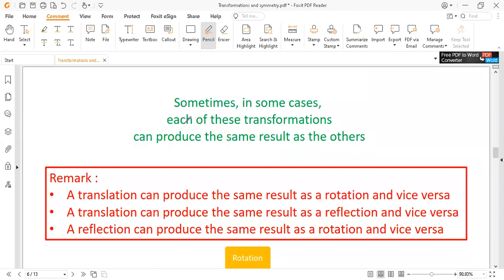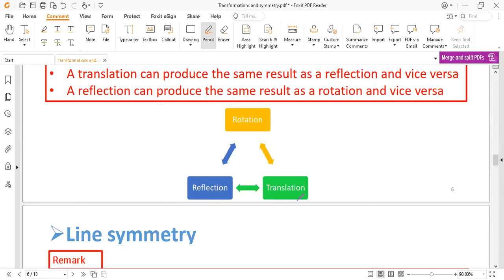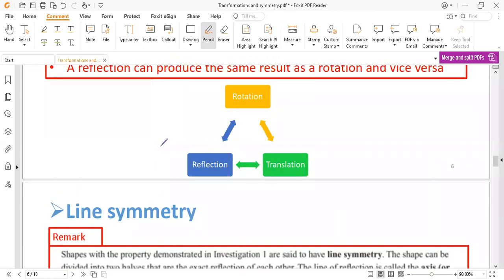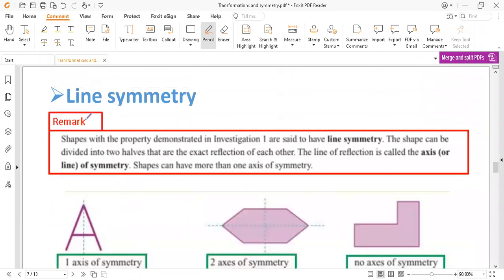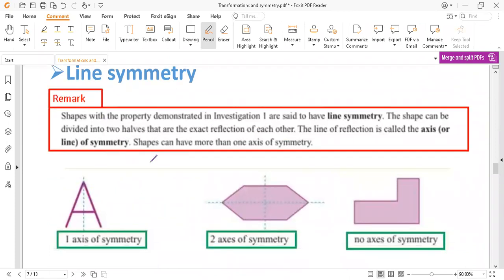In some cases, we should note that each of these transformations can produce the same result as the others, like we drew here with this chart. What do we mean by line symmetry? The line of symmetry is the line such that if we fold a shape about it, we obtain identical copies on the other side.